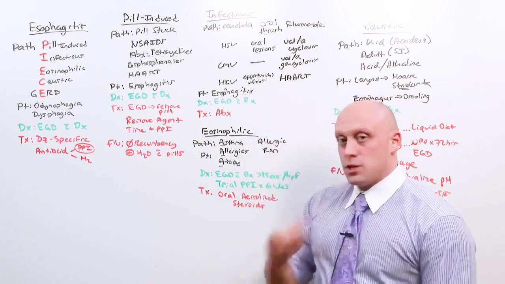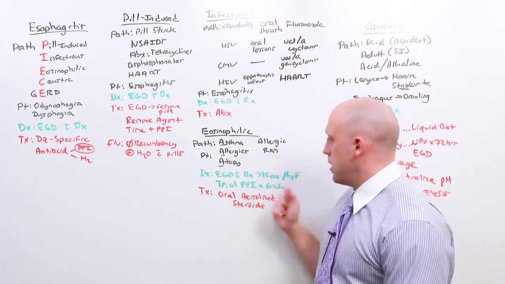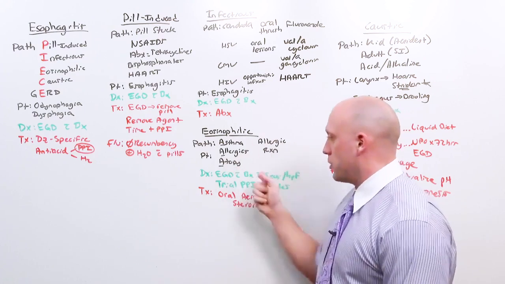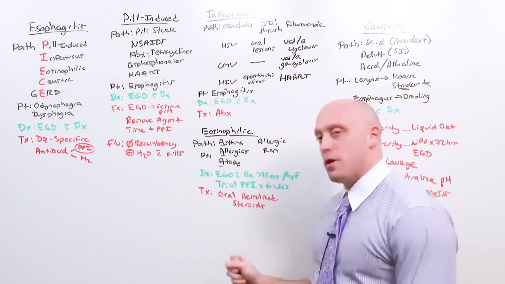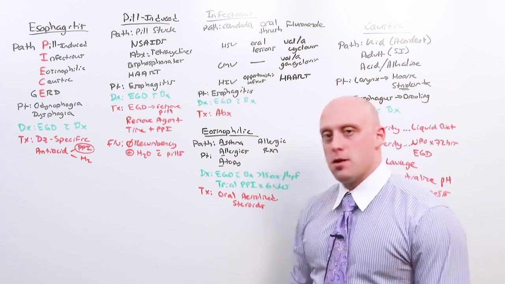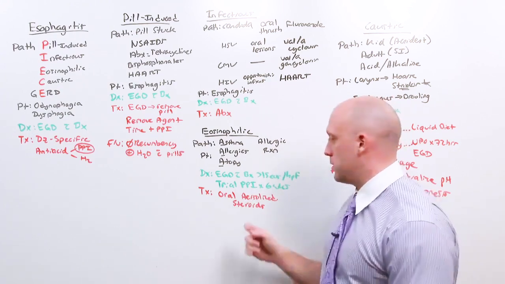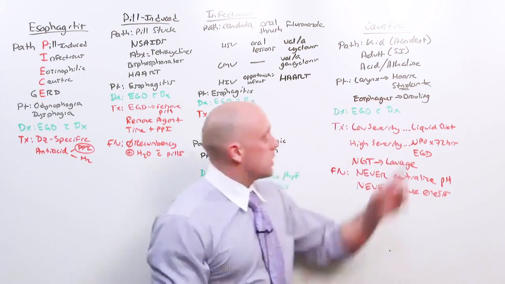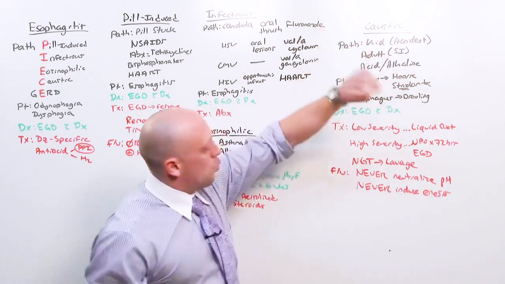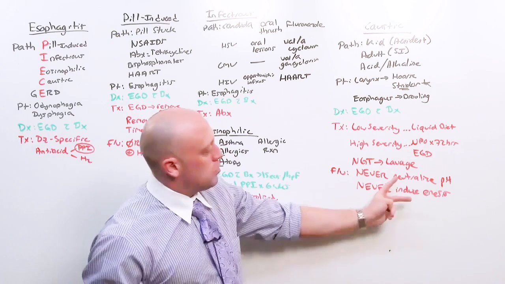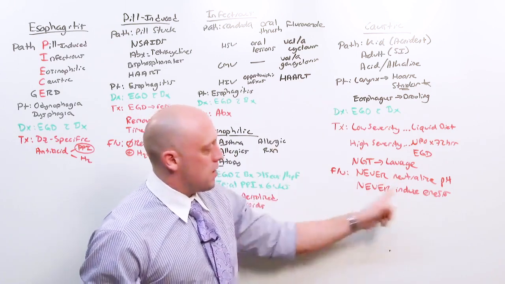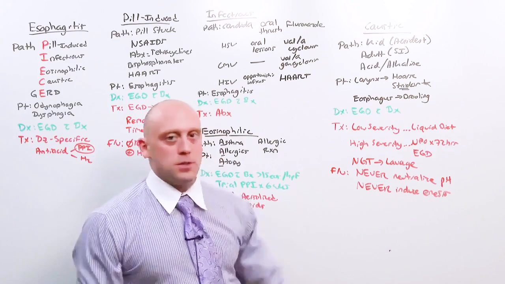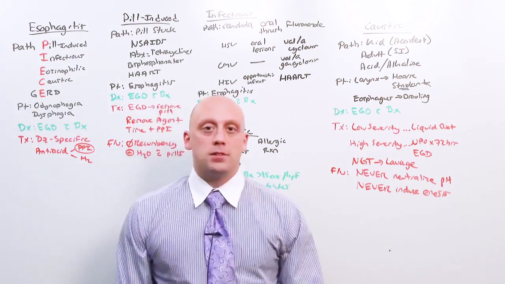Eosinophilic esophagitis is the tricky one. If you diagnose it, it's going to be very clear. If they were not on a PPI, the answer is PPI. If they're already on a PPI, the answer is oral aerosolized steroids. And lastly, caustic, where the importance is on when can they start eating and what do you not do. Specifically, never neutralize and never induce emesis. That is esophagitis.